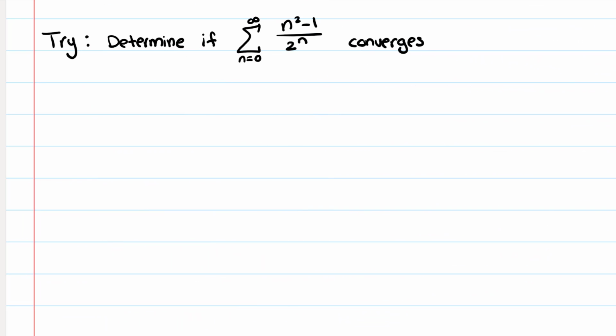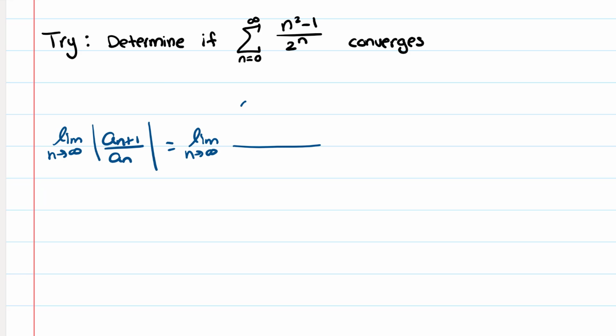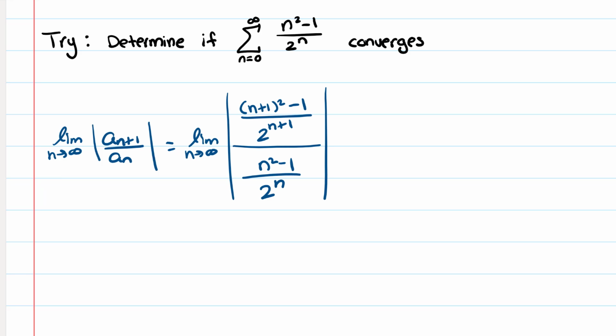All right, so let's give it a go. So I'm going to try that ratio test. So it's the limit as n goes to infinity of the absolute value of a sub n plus 1 divided by a sub n. So now we just have to write it all out. So we get the limit as n approaches infinity of n plus 1 squared minus 1 divided by 2 to the n plus 1, all divided by n squared minus 1 divided by 2 to the n. Notice I just replaced the n with an n plus 1.